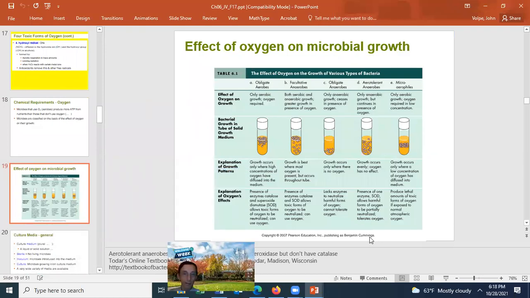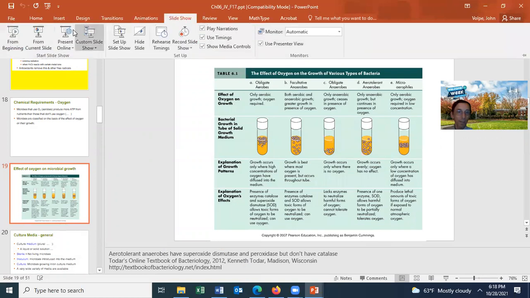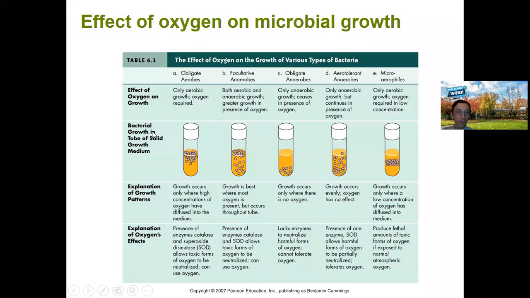So this slide is showing you the effect oxygen has on microbial growth. If the microbe can only grow in the presence of oxygen, and as you go down the tube, there's less oxygen and there's less growth, then we classify that organism as an obligate aerobe.